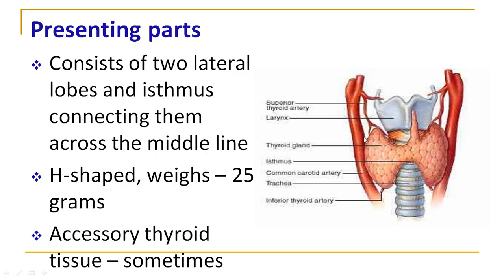So overall the shape of the thyroid gland is an H shape, where the bridge of tissue, the isthmus, represents the horizontal line in the H. The two lateral lobes represent the vertical lines in the H. There is also a butterfly shape, where the wings of the butterfly are the lateral lobes and the body of the butterfly is the isthmus. It weighs approximately 20 to 30 grams and rarely accessory thyroid tissues are present. So these are the presenting parts.